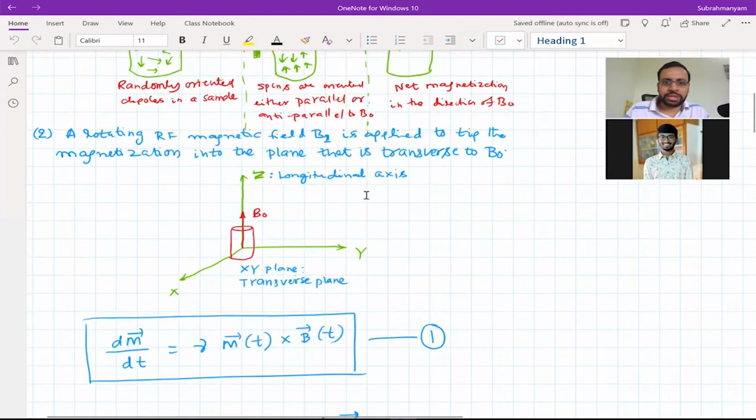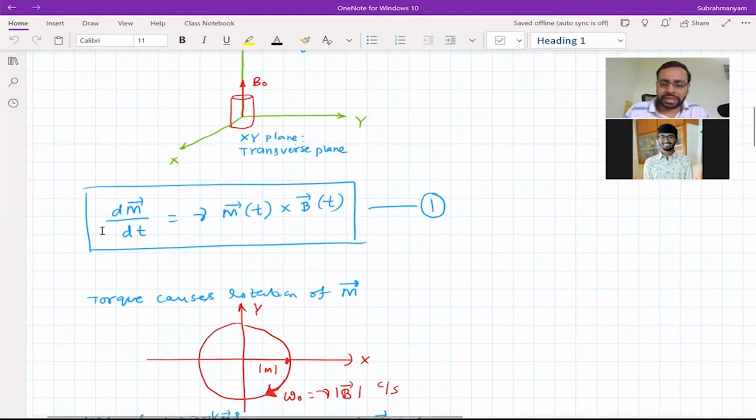Okay, so till then this was the equation that we derived in the previous Zoom session, where at a macroscopic level the whole magnetic field, capital M bar, is equivalent to the cross product of this M bar with B bar of t, multiplied with gamma. So that's what we have done earlier.